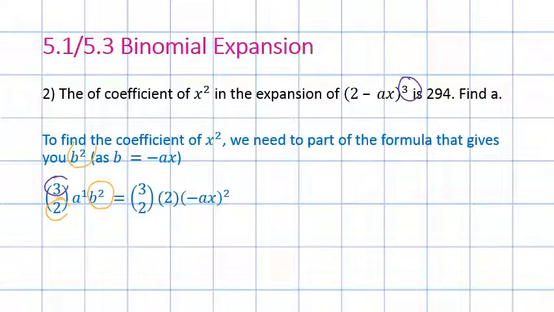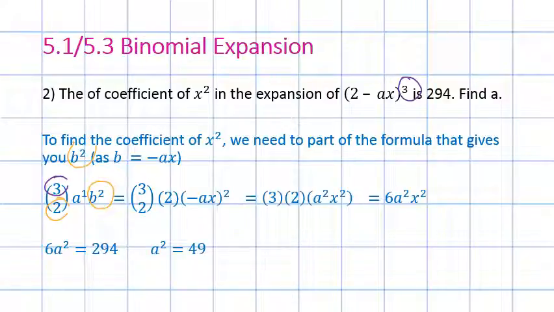So we'd have 3c2, and then substituting in a to the 1 gives us 2, and substituting in b is minus ax, then we'd have minus ax squared. 3c2 in your calculator should give you 3. Then we have 2, and then minus ax all squared is a squared x squared. So altogether it gives you 6a squared x squared. Okay, so in the question it tells you that that coefficient is equal to 294. So the 6a squared part must be equal to 294. Let's divide both sides by 6. That gives me a squared is 49, and that gives me a being plus or minus 7.